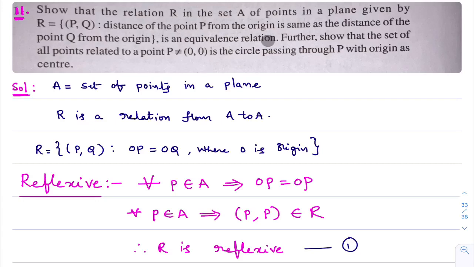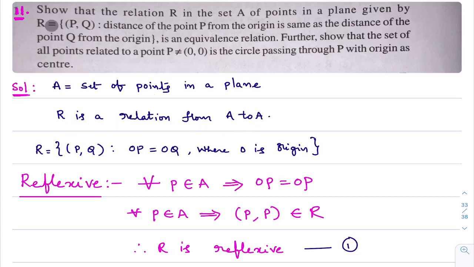Is an equivalence relation. We need to show that this relation is an equivalence relation. Further, they are asking a few things here that I'll discuss at the end of this problem. First, I'll consider the 3 points which are given in the question. What is set A? Set A is the set of points in a plane, like P, Q, R. They are the points in a plane, okay? And R is a relation on the set A. That means R is a relation from A to A, okay?